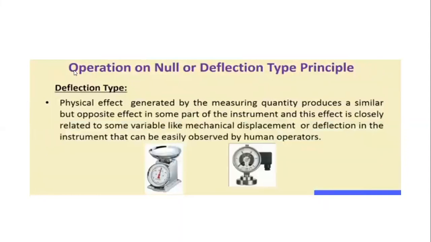Okay. Next type is operation on null or deflection type. So the null or deflection type, you have seen a galvanometer. ഒരു സീറോ ഡിഫ്ലക്ഷൻ പ്രൊവൈഡ് ചെയ്യുന്ന ഇൻസ്ട്രുമെന്റ്സിനെയാണ് null deflection type എന്ന് പറയുന്നത്. So we measure the output as a zero calibration.